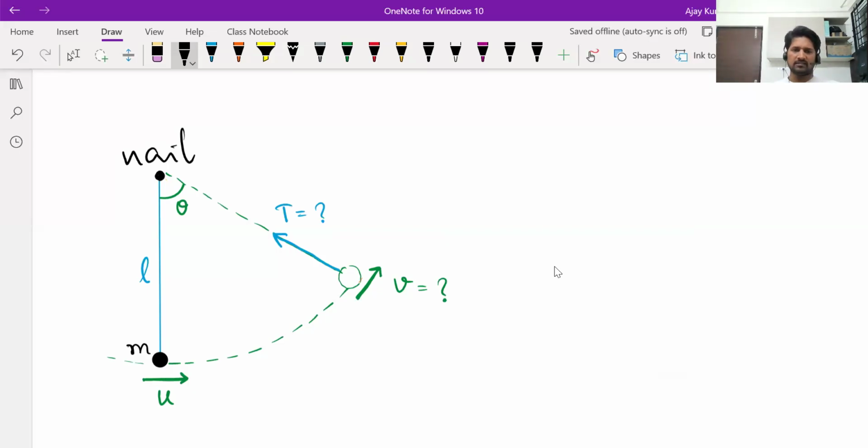So length is known, mass is known, speed at the bottommost position is known, and the angle of rotation is also known. So L, M, U, and theta. Of course, g is known, acceleration due to gravity. Derive an expression for speed at that position. And after that, we'll write the centripetal force equation and get the expression for tension at that position. But first do the speed part, all of you.